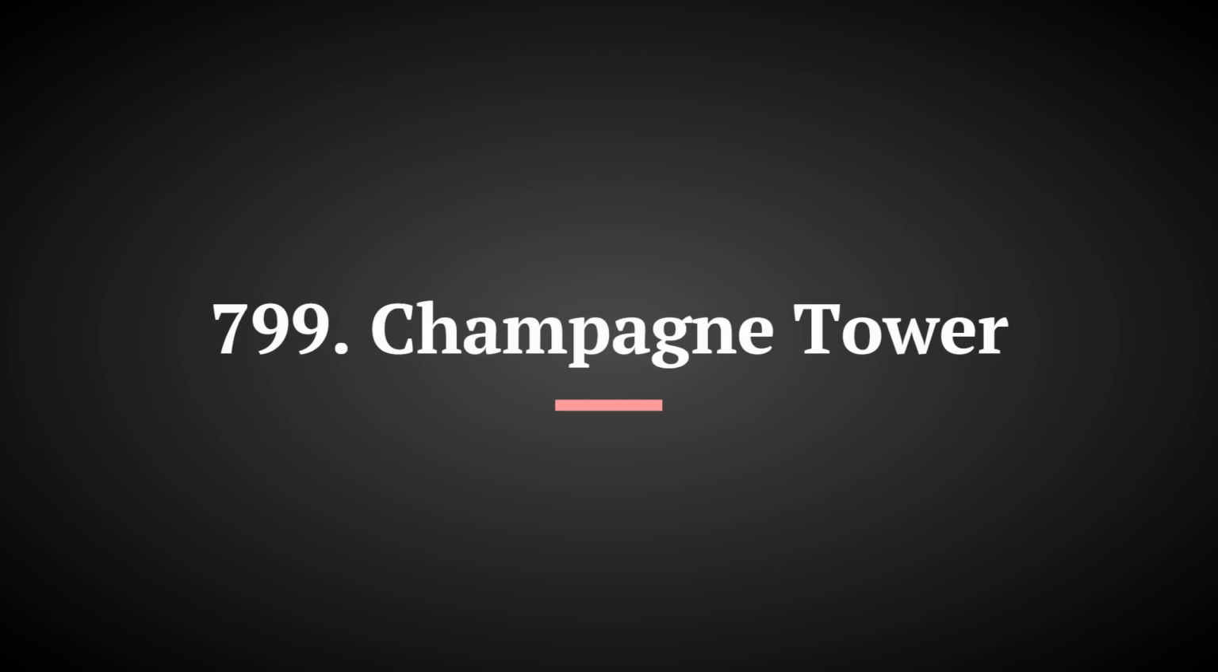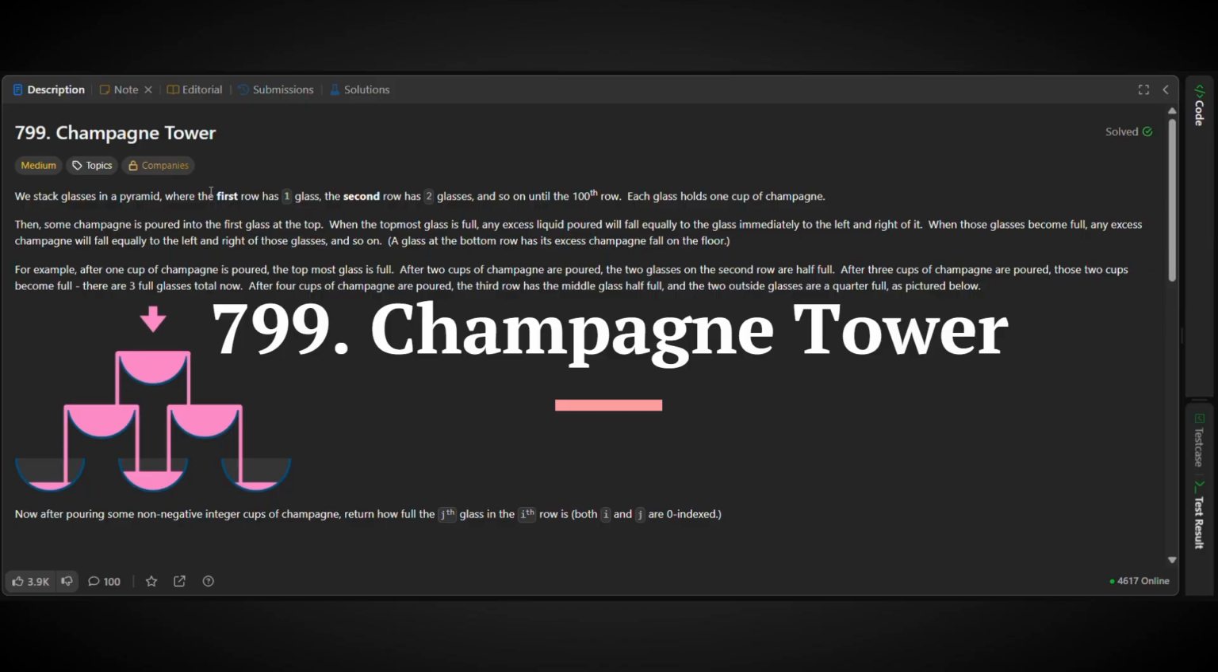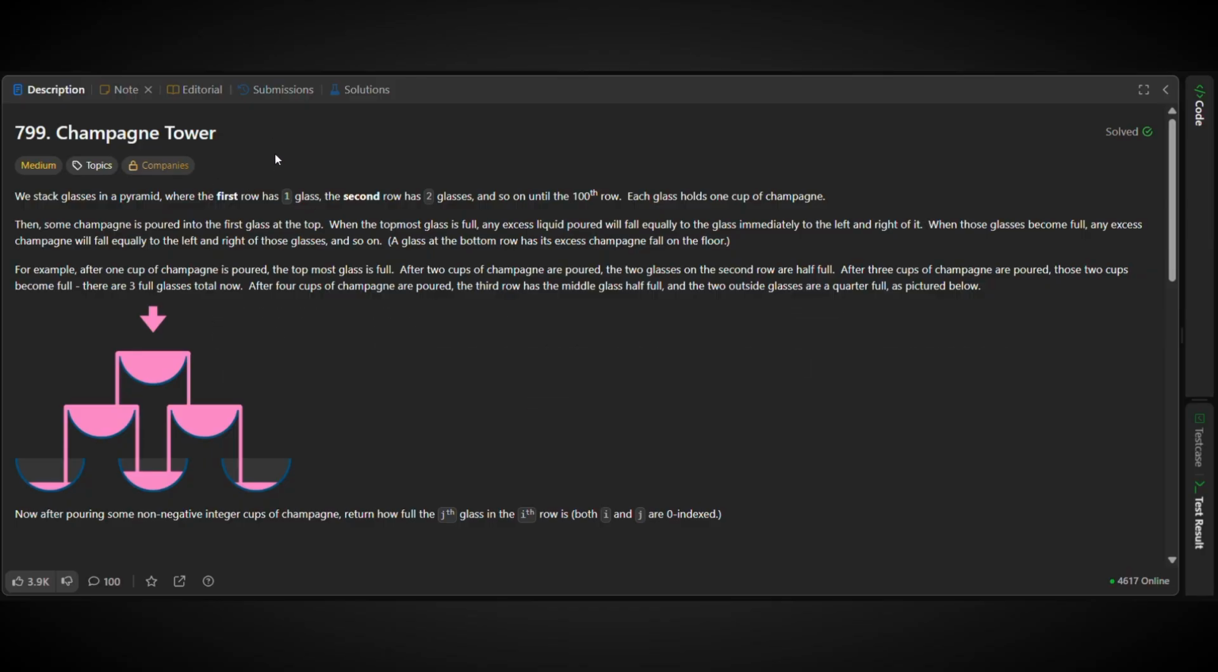Imagine pouring champagne into the top glass of a pyramid. When it overflows, it splits perfectly left and right. Sounds simple, right? Now what if I ask you, after pouring 100 million cups, how full is one specific glass? 33 rows down? That's today's problem, and it's a beautiful dynamic programming pattern.